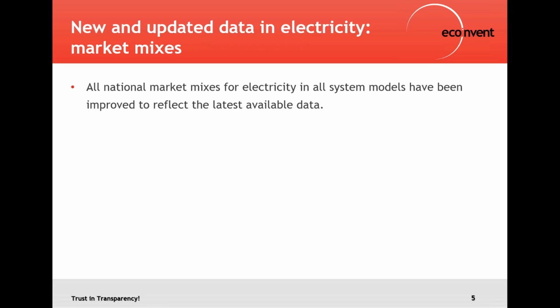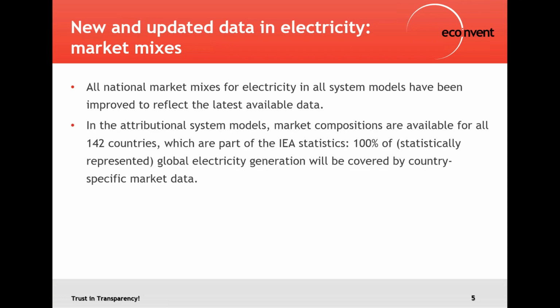There's another sector which has been improved with the release of version 3.4, and this is the electricity sector. It has been improved at two levels. The first level, which I would describe here, concerns the market mixes. All national market mixes for electricity in all three system models have been improved to reflect the latest available data. And I will just detail a little bit what that means in the different system models.